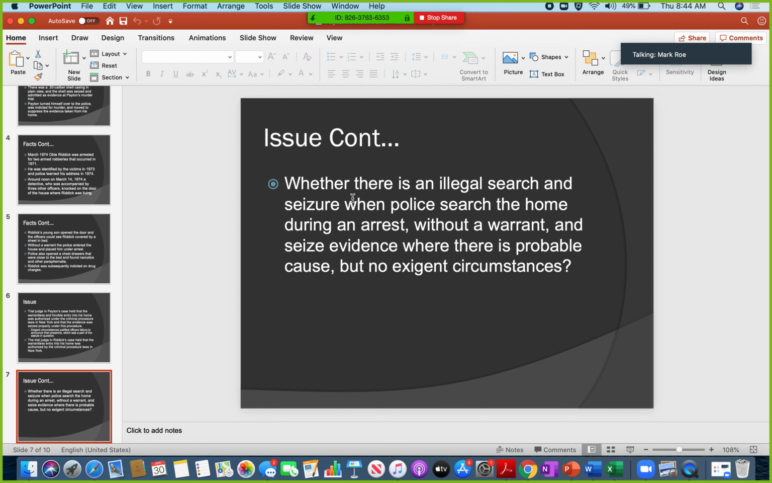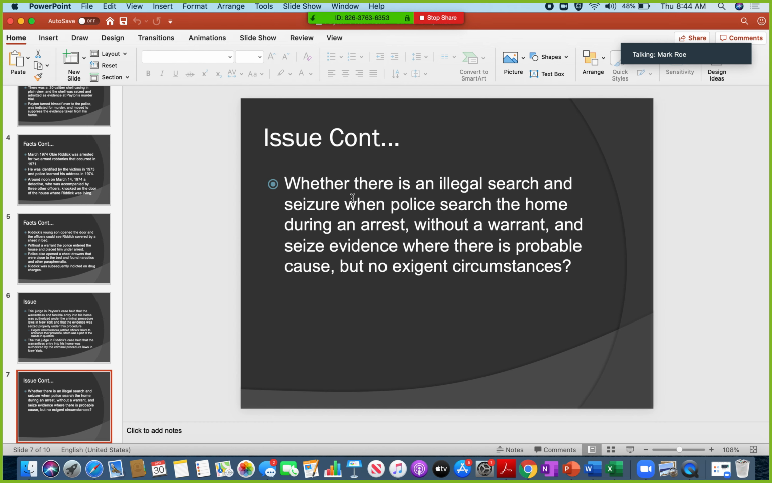This is the question in the Payton versus New York case that the Supreme Court was trying to answer, and that question is whether there is an illegal search and seizure when police search the home during arrest without a warrant and seize evidence where there is probable cause but no exigent circumstances. So yeah, the police had probable cause that Theodore Payton had committed this crime. They had probable cause that Obie Riddick had committed this crime, but they did not have a search warrant, and they also didn't have any reason to believe that these guys were flight risks or that they were a huge, immediate threat to the public.